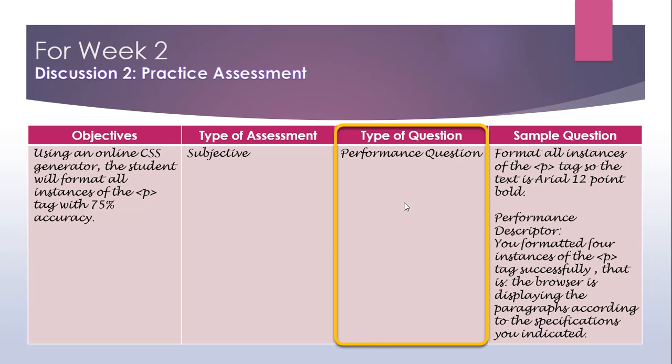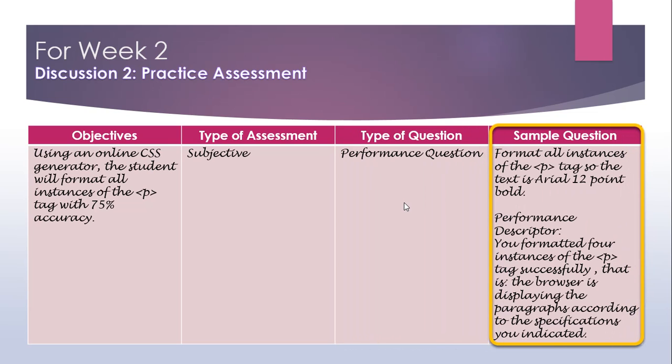And so in my case, what I'm going to say is, okay, now you're going to go and format all instances of the p tag so the text is Arial, 12 point, and bold. And then because I'm using a performance question, I'm going to need to use a rubric to evaluate their work.